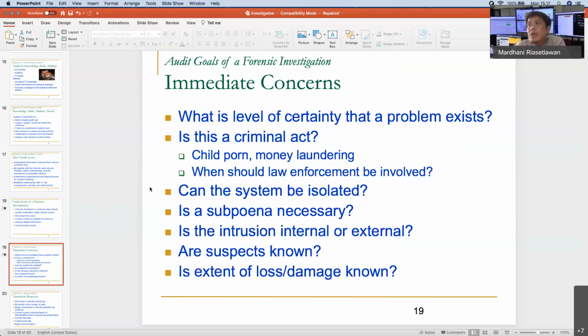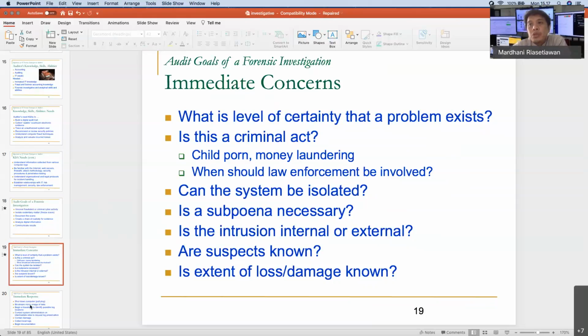This is the criminal act. For example, we need to see that, and then can the system be isolated? And then this is necessary: did the intrusion come from internal or external, or does the suspect know well about the fraud or not, or do you find or identify the loss or damage that came from the fraud? That is also very important.